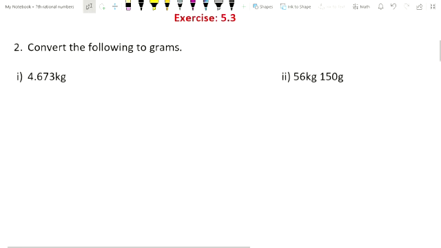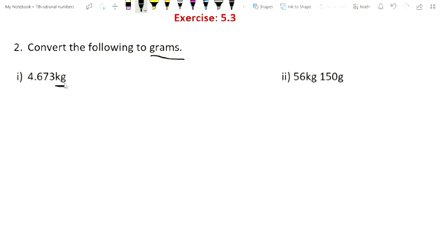Today we are going to see conversions of metric measures, exercise 5.3. Convert the following to grams. 4.673 kilogram. Here kilogram is given, we are going to convert into grams.